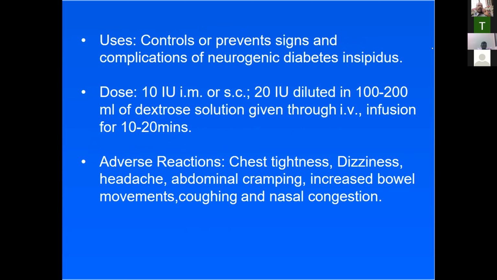And uses: this one is used to control or prevent signs and complications of neurogenic diabetes insipidus. The dose is 10 international units intramuscularly or subcutaneously, or 20 units diluted in 100 to 200 ml of dextrose solution. Adverse reactions when you use this drug: it can produce chest tightness, dizziness, headache, abdominal cramping, increased bowel movements, coughing, and nasal congestion.